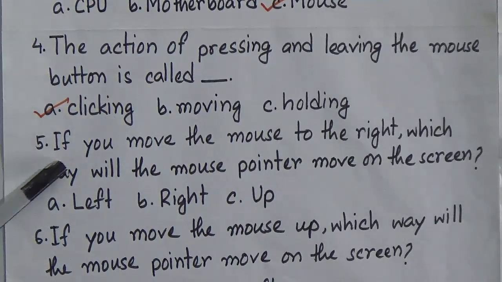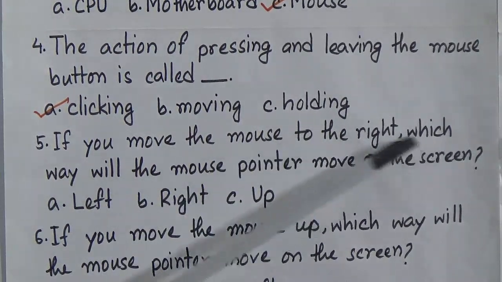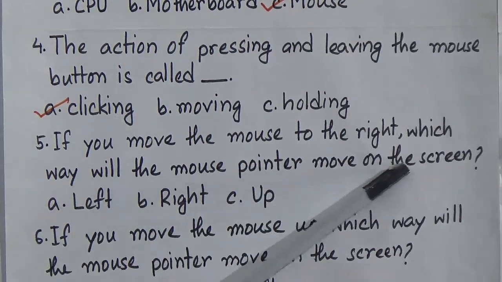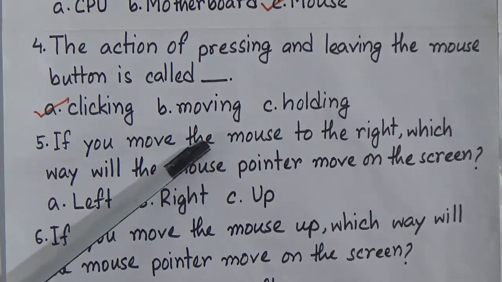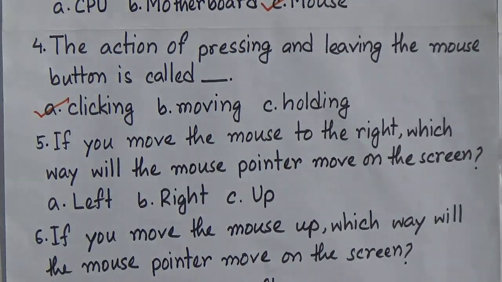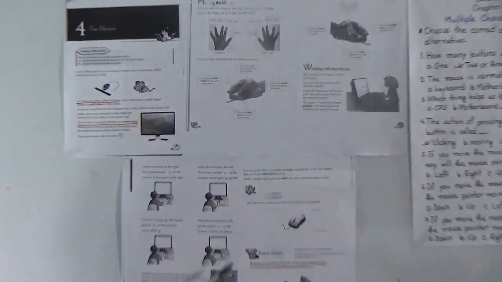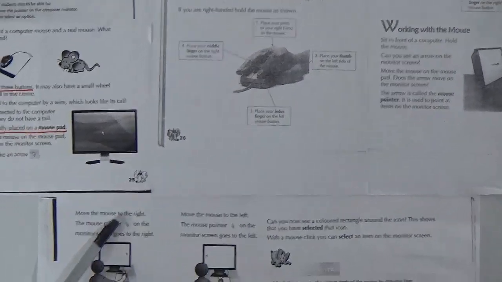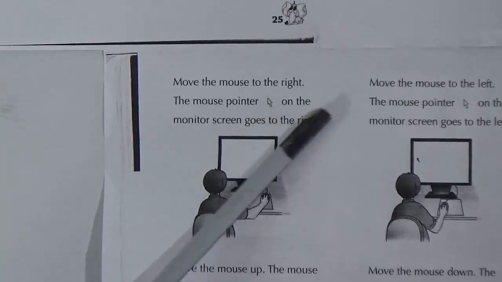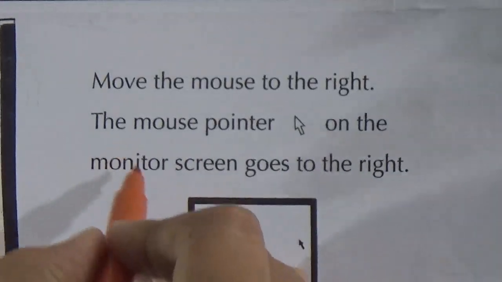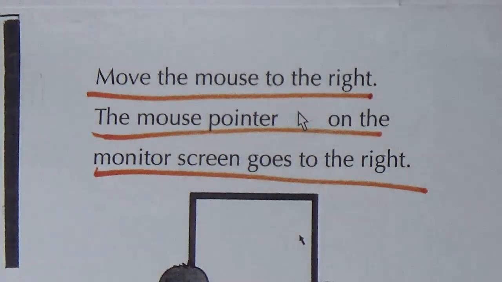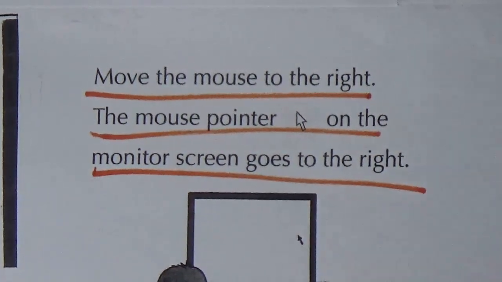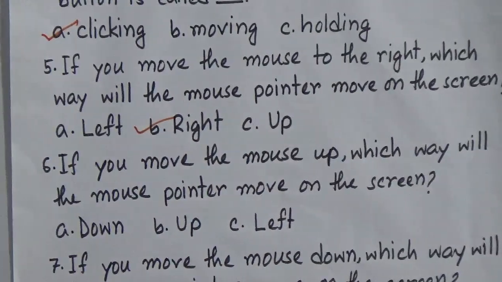Now number 5. If you move the mouse to the right, which way will the mouse pointer move on the screen? Which way, my dear students? Yes, you are correct. And look at the book, page number 28. Move the mouse to the right, the mouse pointer on the monitor screen goes to the right. So if you move the mouse to the right, the mouse pointer will go to the right. So our answer will be option B, right.